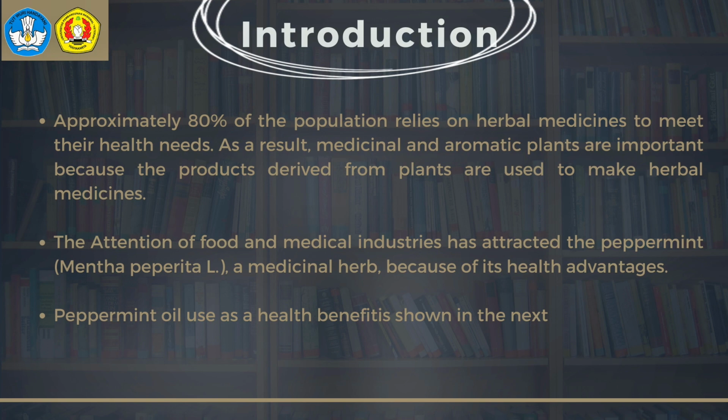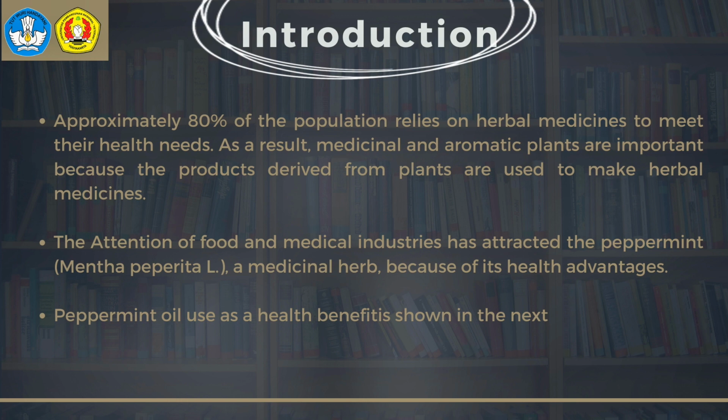We know that about 18% of the population depend on herbal medicine to meet their health needs. As a result, medicinal and aromatic plants are imported because the products derived from plants are used to make herbal medicine. According to WHO reports, about 21,000 species are used as medicinal plants. The distillation process is used to extract the essential oil from these aromatic plants.